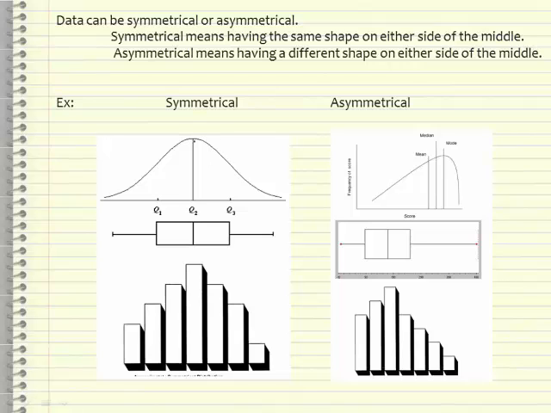So as you can see, if our data is a curve, we have an even curve on both sides, our boxes are the same size, and our whiskers are the same size, or our bars are about the same size. Here we have a curve that's not the same on each side of the middle. Here's the middle here. We have a box that's definitely not symmetrical, and a bar graph that's not symmetrical.